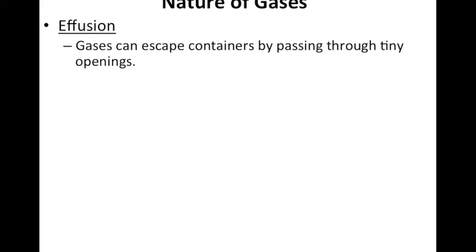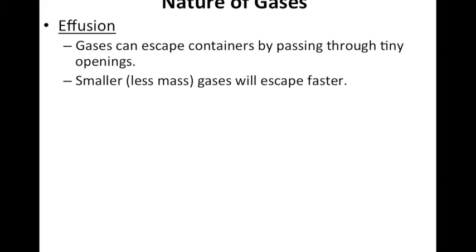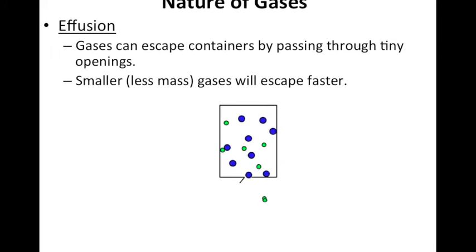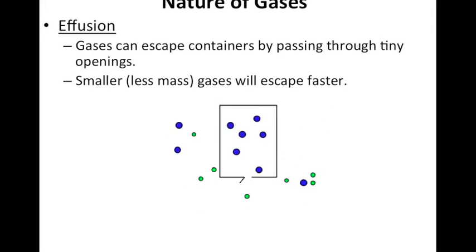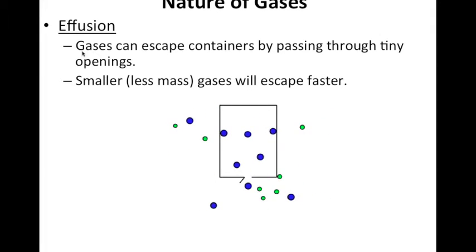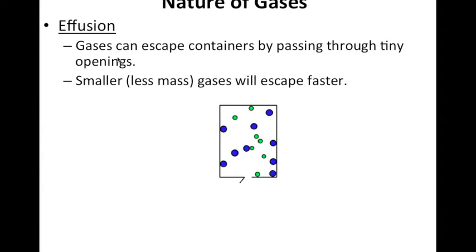The next thing that we're going to talk about is effusion. Gases can escape containers by passing through tiny, tiny openings. So the smaller or the less mass that the gas has, it will escape faster. So if you look at this container, you can see that the little green particles are escaping a lot faster than the blue ones.